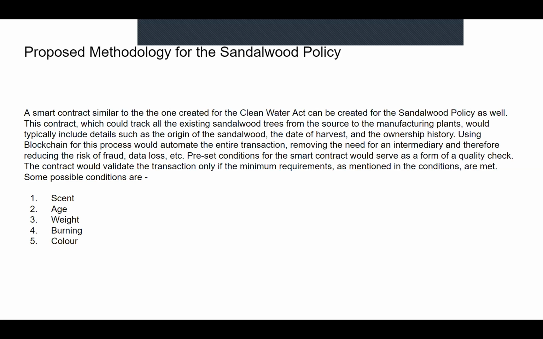Now, preset conditions such as scent, age, weight, burning, and color would serve as a form of a quality check, and the contract would validate the transaction only if the minimum requirements mentioned in the conditions are met.